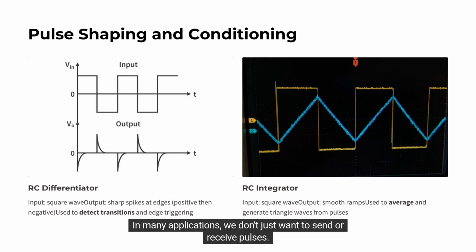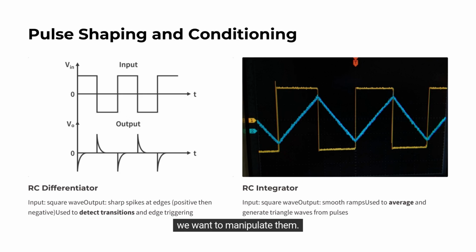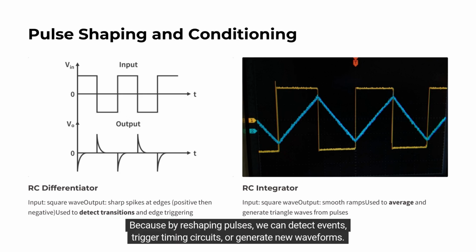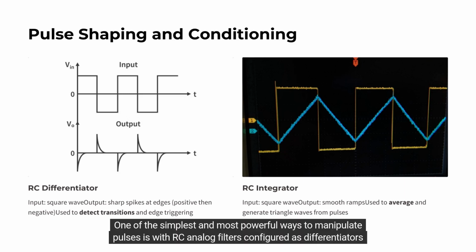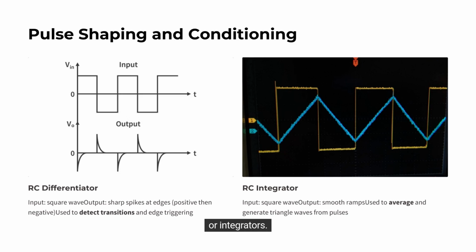In many applications, we don't just want to send or receive pulses. We want to manipulate them. Why? Because by reshaping pulses, we can detect events, trigger timing circuits, or generate new waveforms. One of the simplest and most powerful ways to manipulate pulses is with RC analog filters configured as differentiators or integrators. Let's explore both in detail.